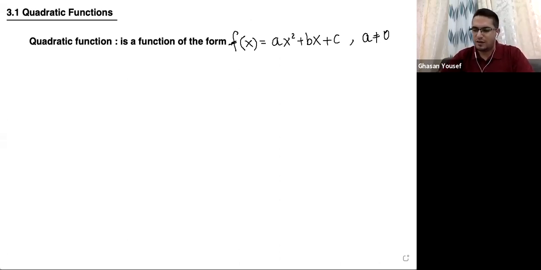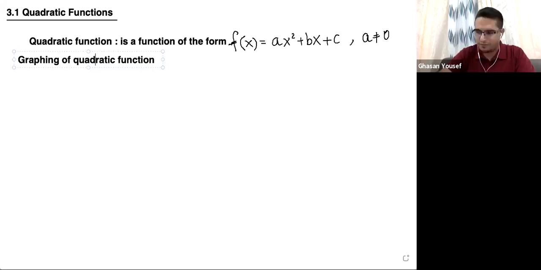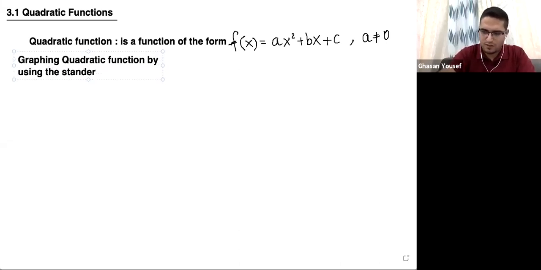Okay, and also I was talking about how we can graph any quadratic function. So we have to change it to the standard form. So here, graphing of quadratic function, or here I can say graph quadratic function by using the standard form.